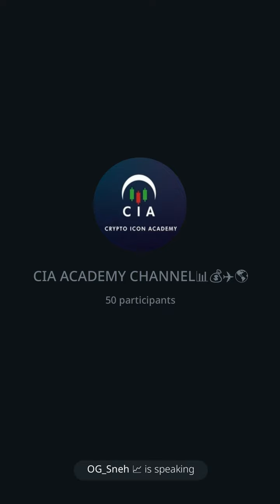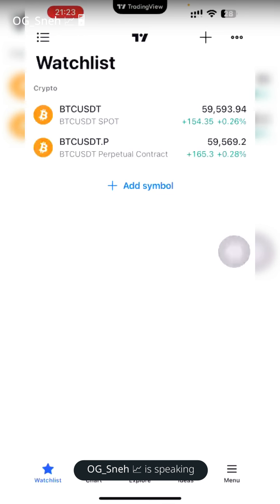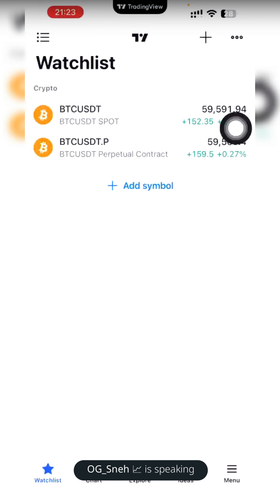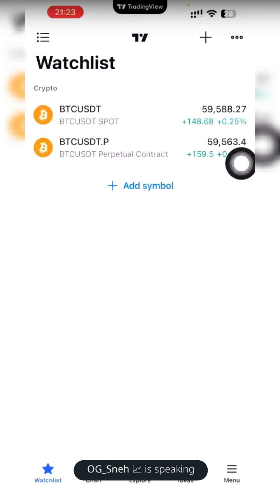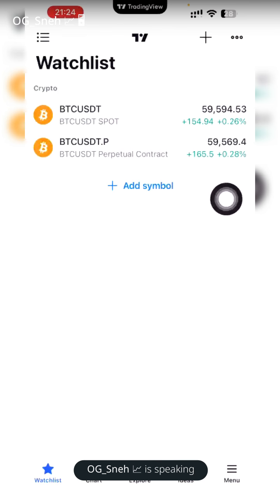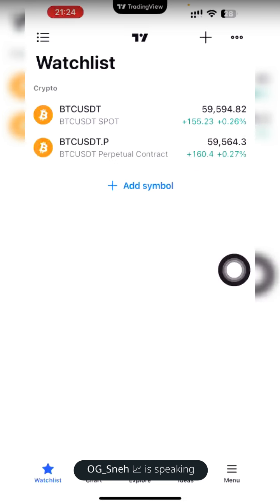Okay, look at this thing now. You see that this one is BTCUSDT spot, and the price is at 59,591. But look at this one, BTCUSDT.P. You can see 59,563. You can see some difference. So it's different from perpetual. And since you want to be trading, you should be using perpetual contracts. In case you are targeting sniper entry, we'll get to a point where I'll be teaching you how to target sniper entry. Sniper entry means that the trade will pick you without you having any loss.